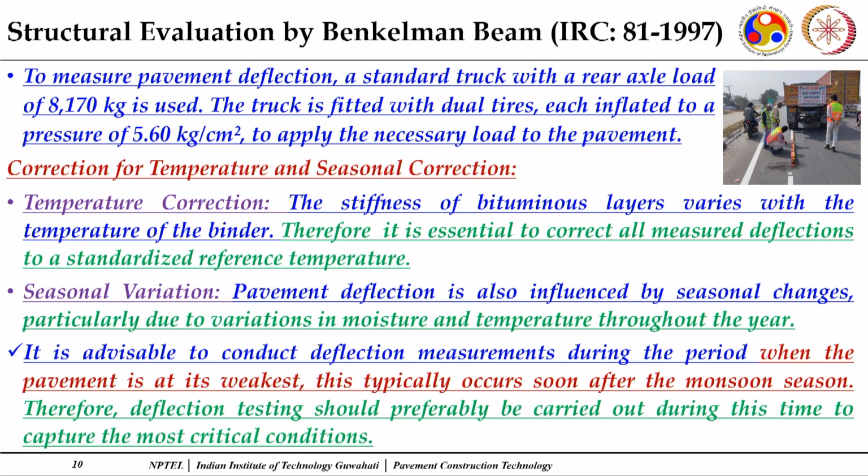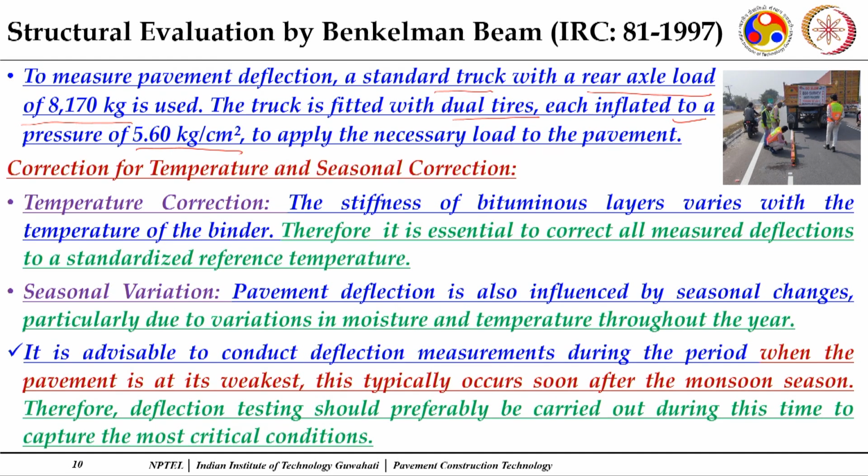Now, for these measurements, a standard load has to be used. So for this particular one, there should be a standard truck with a rear axle load of 8170 kg. So this is one important requirement. The truck should be fitted with dual tires, and the tire pressure should be 5.6 kg per centimeter square. So this needs to be ensured while conducting this test.